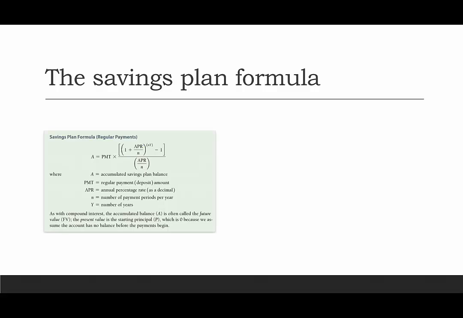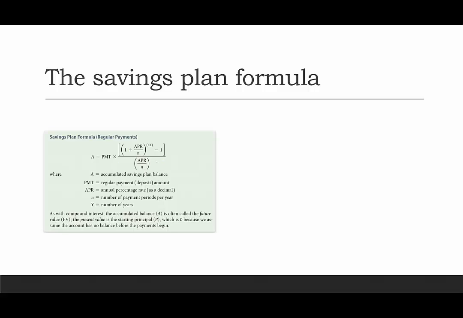So we have 1 plus the APR divided by the number of payment periods per year. All of that, 1 plus the APR over n, is raised to the n times y. That's the number of payment periods per year times the number of years. Then we subtract 1. What that's doing is just getting rid of the amount in the account, and this is just kind of converting it to a rate percent.